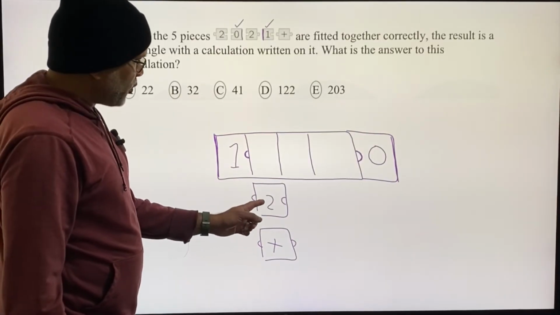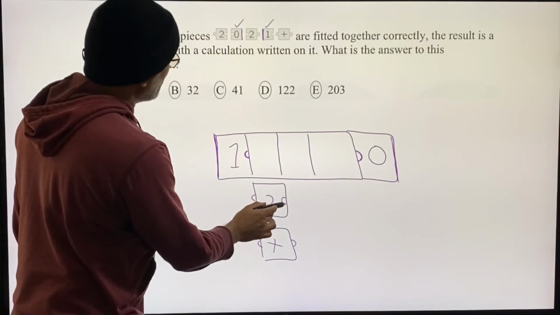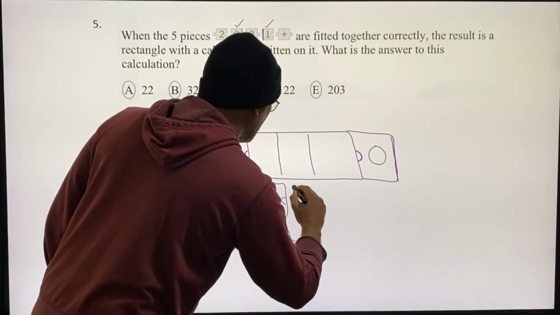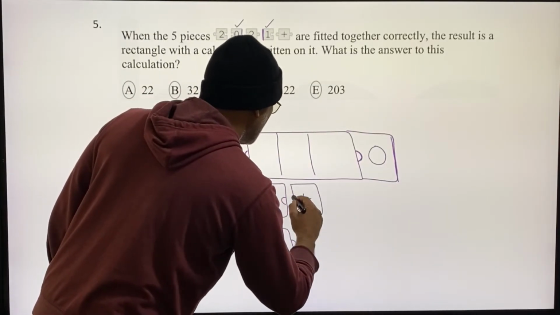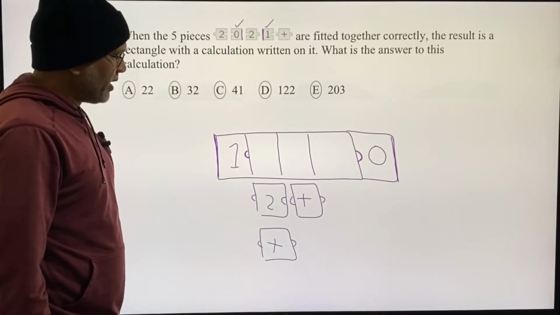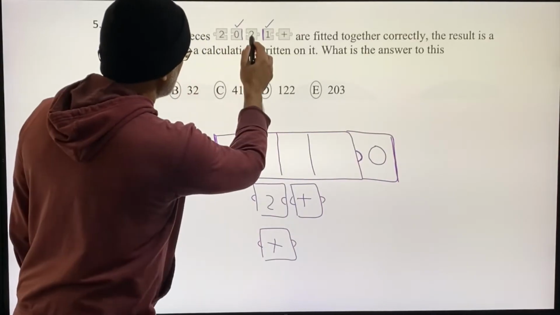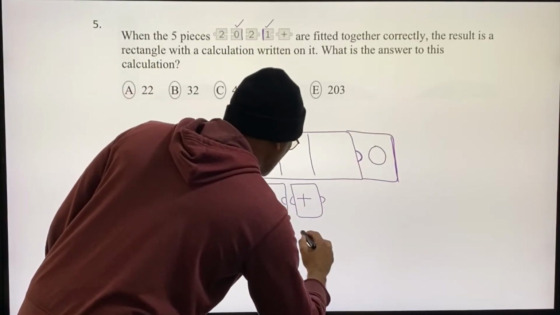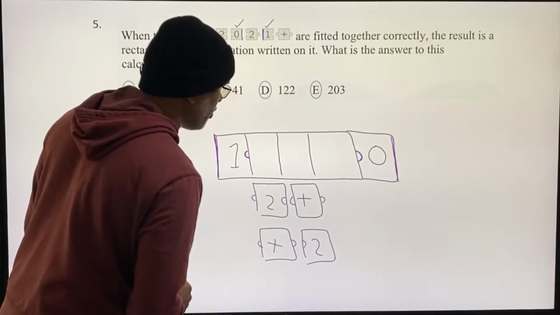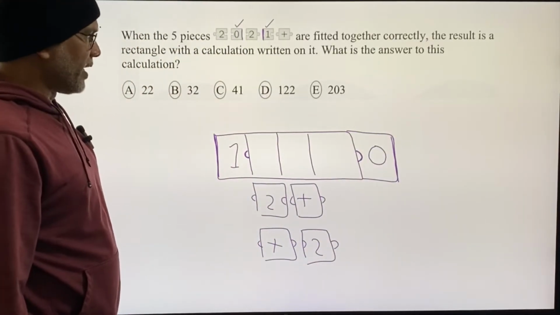Now, if I put this 2 here, right, I need something with a tip, right? So then plus can go here. This is a tip and this is a tip, right? And the plus already has a tip, so that this 2 can go there, right? So this 2 has this hole, and on the other side it has the tip, right? All right.